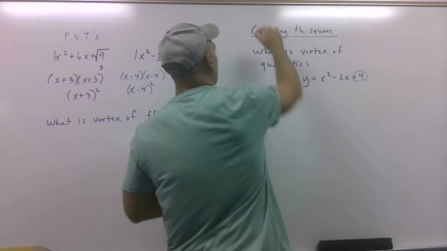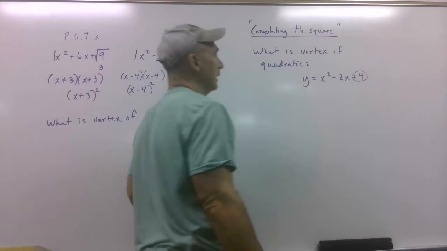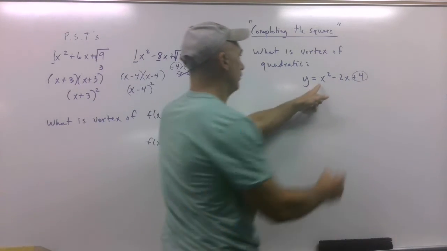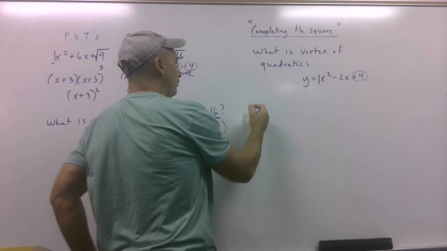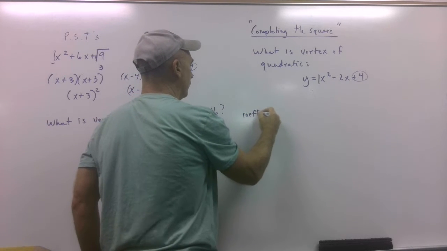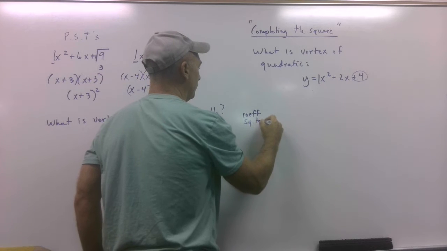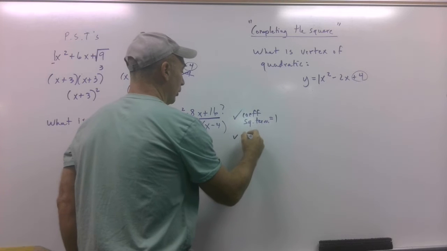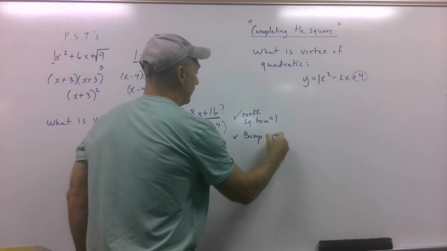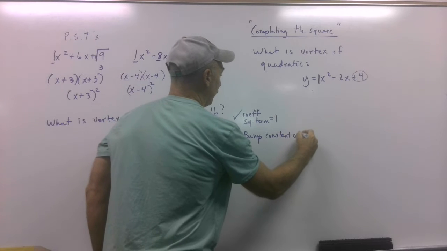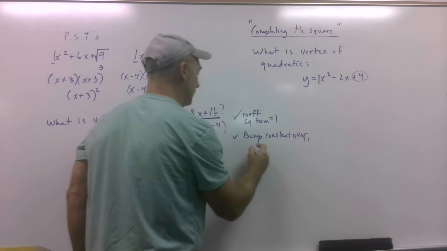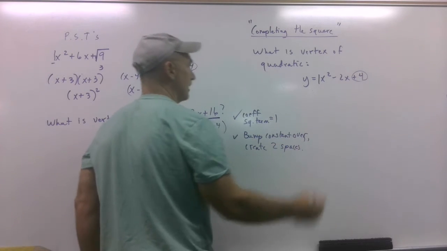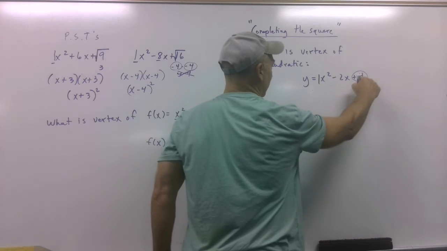So what do we got to do? We need to use this technique called completing the square. Remember I said a 1 has to be the coefficient of your squared term? That's step number 1. So coefficient of squared term must equal a 1. You go check. So the next thing you're going to do is you're going to bump the constant over, and then create 2 spaces. So what's the constant? The constant in this case is the 4.